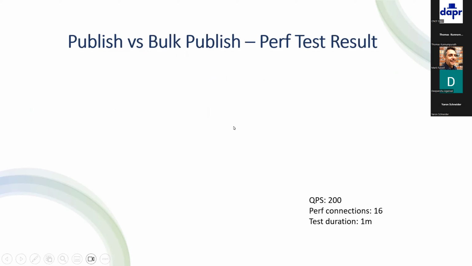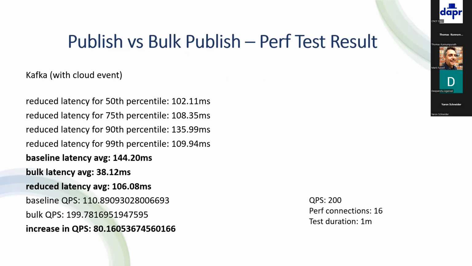Okay, talking about a performance test for them. We have already set up in the runtime, the performance test results are in, and we have perf tests in with 1.10 itself. If I talk about a few observations, for the publish versus bulk publish, wherein Kafka was used with cloud event, we see an overall increase in QPS of 80 point something.